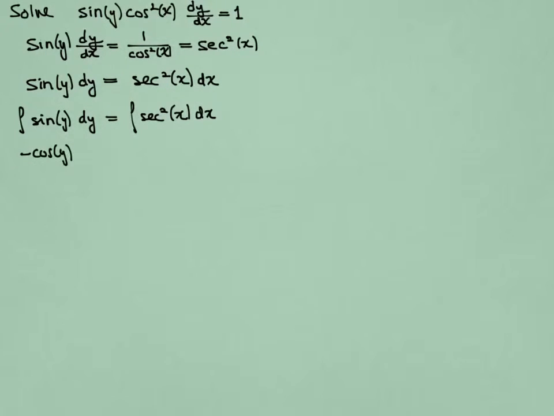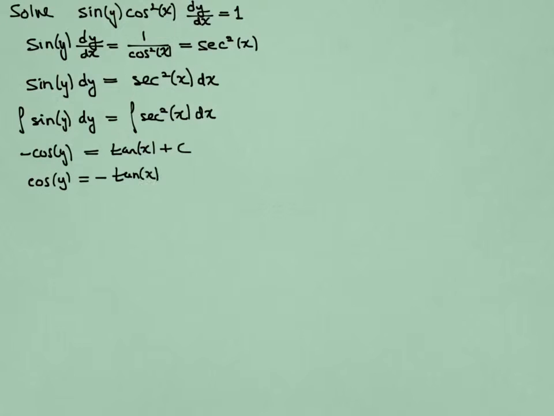On the left, I'll differentiate minus cosine to give me sine, so there's its antiderivative. And the derivative of tangent is secant squared, so to integrate secant squared, we just get tangent and a constant of integration.